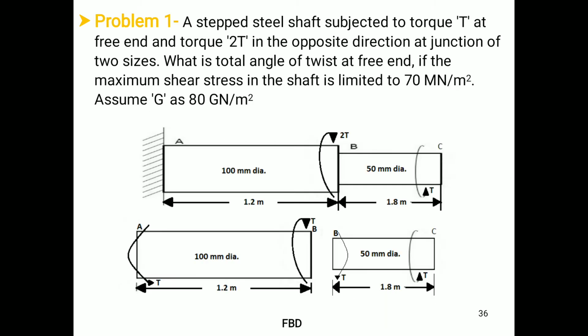So we have a statement of a numerical: a stepped steel shaft subjected to torque T at the free end and torque twice T in the opposite direction at the junction of the two sizes.